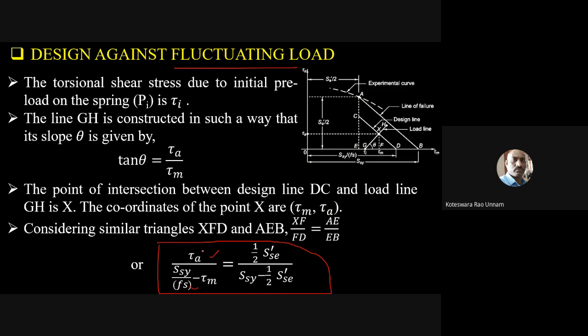If I know what is tau A and what is tau m, of course the remaining things are the material properties, SSC dash and SY. Once I decide the material for the spring, I can take those. So the only thing is I have to compute tau A and tau m. Based on that, I can calculate the factor of safety for the design.